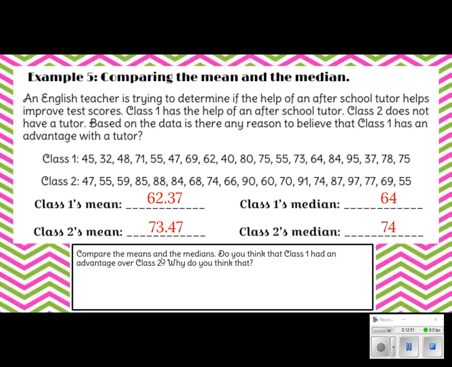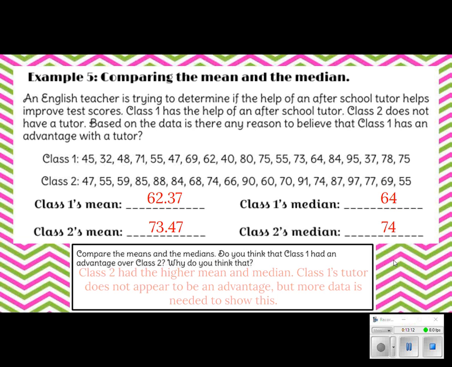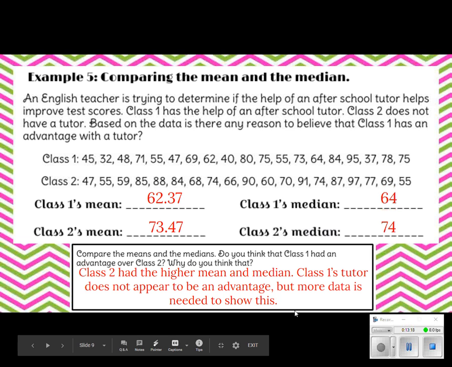And then if we are comparing the means and the medians, because class 1 has an after-school tutor, class 2 does not have a tutor, based on the data, is there any reason to believe that class 1 has an advantage with a tutor? Well, the mean is definitely higher in class 2 than in class 1. Class 2 also has a higher median. So class 2 has a higher median and mean. Class 1's tutor does not appear to be an advantage, but more data is needed to show this.